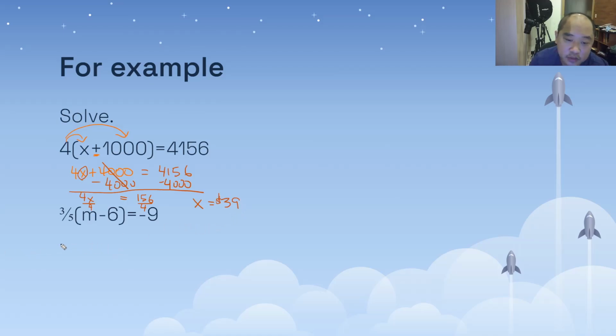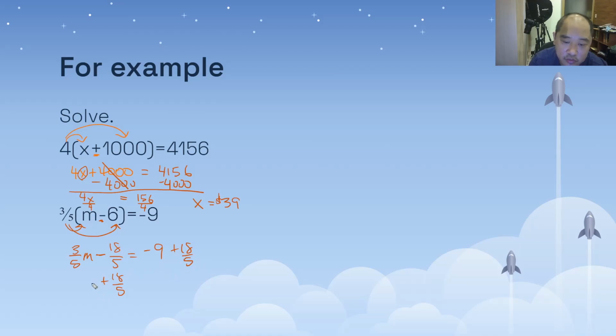All right, let's do another example. 3/5 times M is 3/5 M. 3/5 times 6 is a good old 18 over 6. And this is a, oops, no, not over 6. Over 5. I can do this. And then this is negative, so we'll put a minus here. Equals -9. And then we'll add 18 over 5 on both sides.